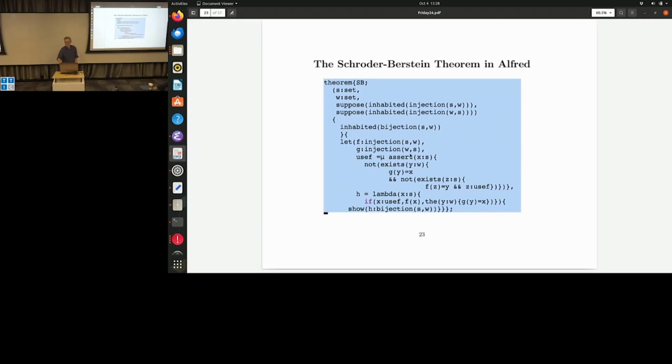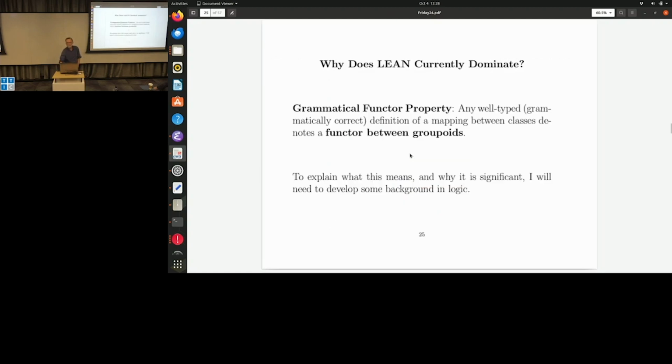Yeah, let me do one more slide. All right, so there's a whole other talk that starts here. There are many verifiers. There's Isabelle, there's the Coq solver. However, Lean dominates. It's favored among mathematicians. So why? What's Lean's big advantage? And I claim that this is it.